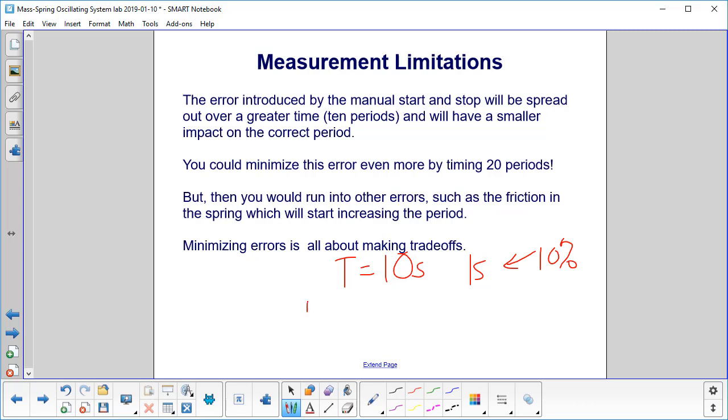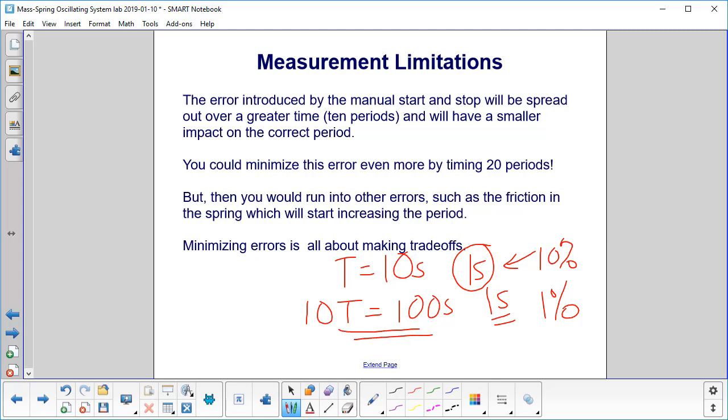What if we took 10 periods? Okay, 10T. That would be 100 seconds. Your error in measurement is still going to be 1 second. That's the time it takes you to start and stop, where it's more or less than the actual start and stop time. So you still have that 1 second human error. This time, that's only 1% of the total measurement. So you get a much better result by taking 10 periods.